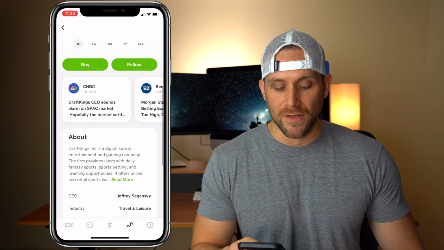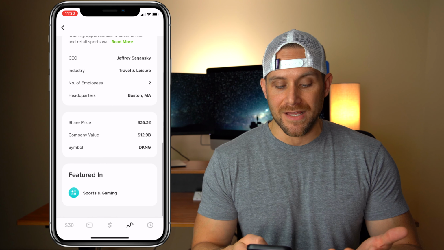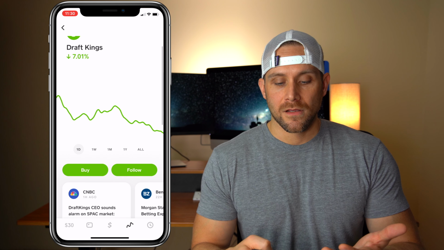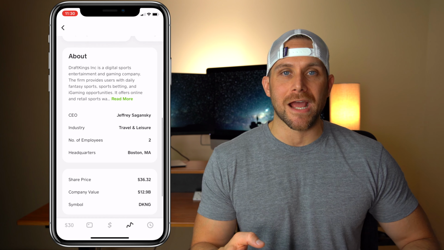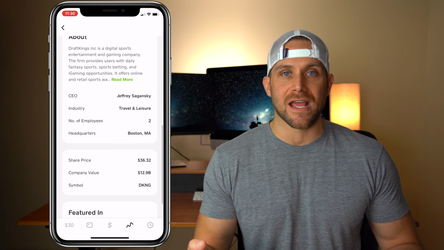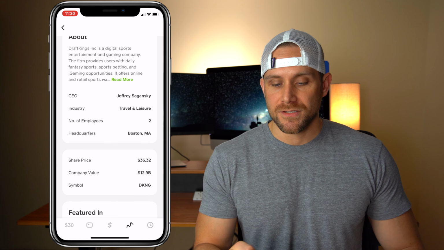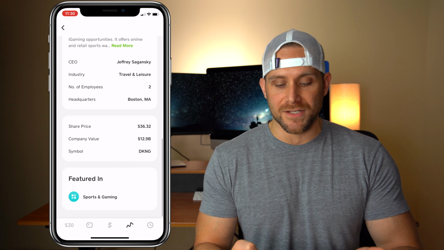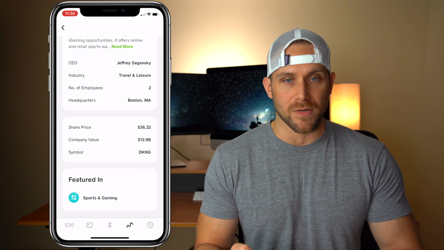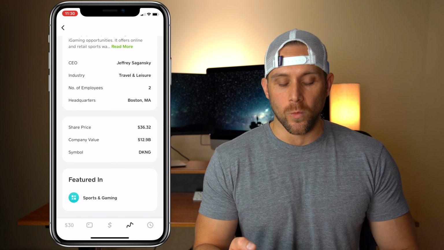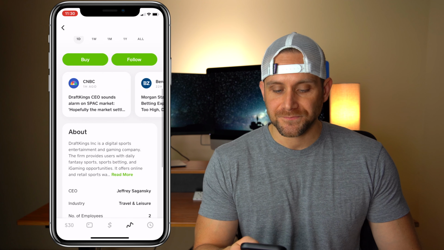So I can go ahead and scroll down. As you can see, there's a lot less detail on DraftKings because I don't actually own DraftKings. Of course it can't tell me how much I own and what the return is. So in this case, it's just going to show me the about. It's going to show me the current share price, company value, the symbol, and what category it's featured in.